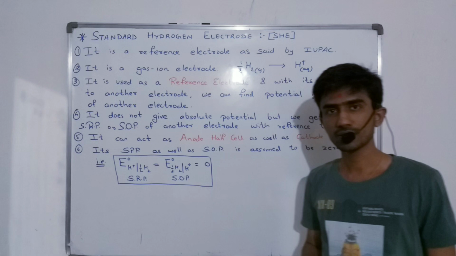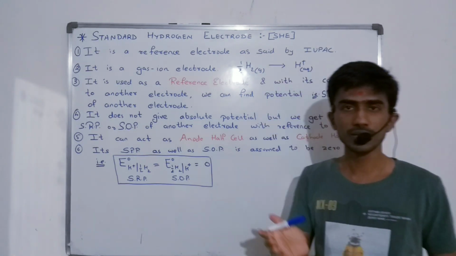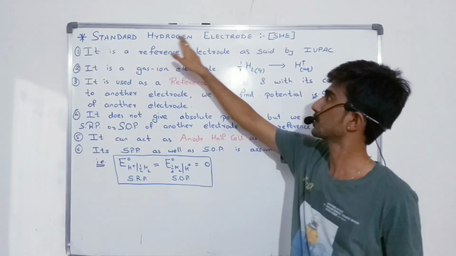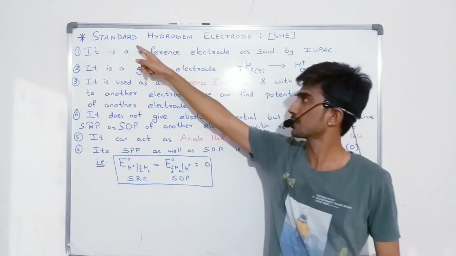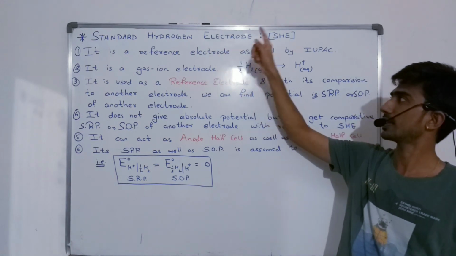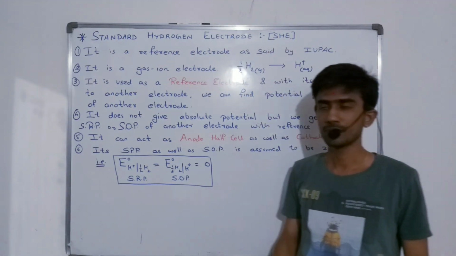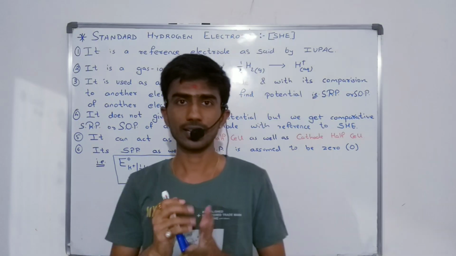In that Nernst equation we have solved several numericals also, and today we are going to learn about the standard hydrogen electrode. It is also known as SHE, S-H-E. What is the standard hydrogen electrode?